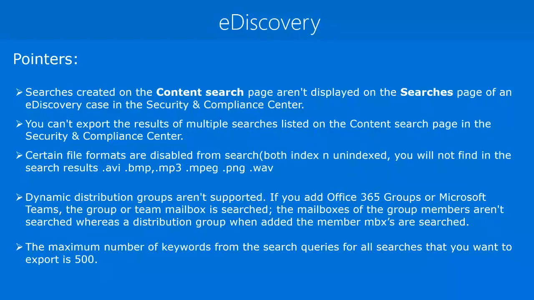There are certain file formats which are disabled from search. So these are certain file formats which will not be searched when you are performing a content search. Dynamic distribution groups aren't supported. So if you have any dynamic distribution group, those are not supported with eDiscovery search. The maximum number of keywords that a search query can accommodate is 500. You cannot exceed this.